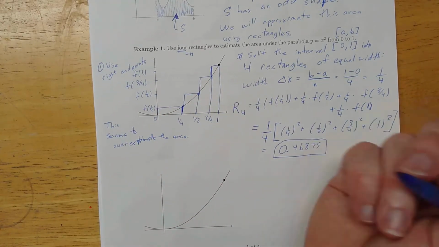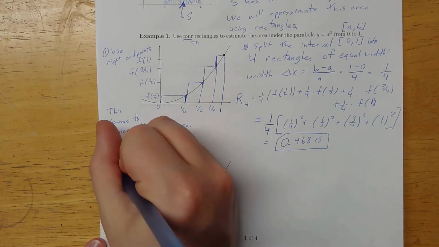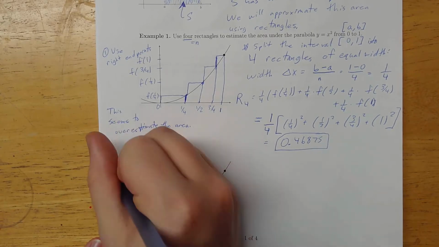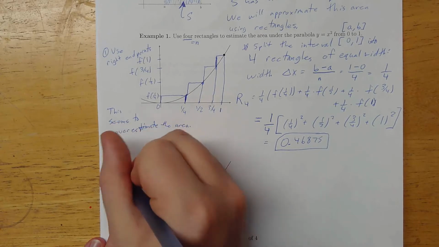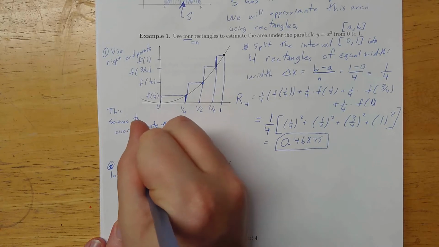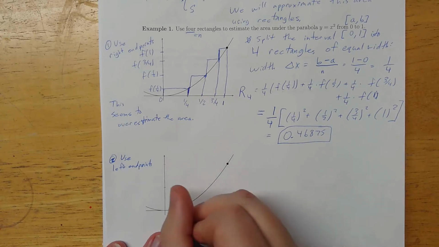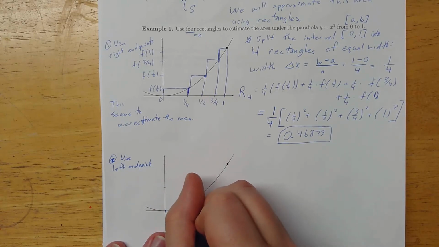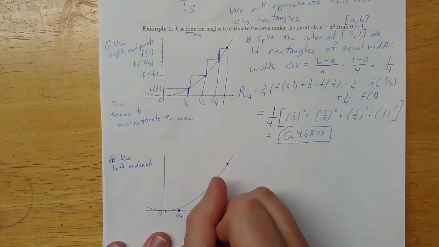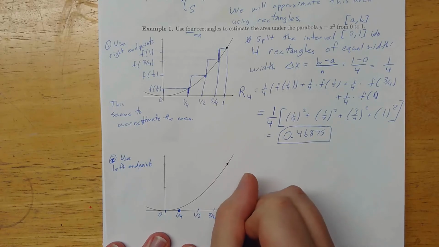Okay, well, what's an alternative? Well, instead of using the right endpoints, we could just use the left endpoints instead. So let's try that. Let's use our left endpoints. All right, so again, we're going to have the same bounds on our intervals. They'll all be 1/4 wide, so we'll go 0 to a fourth to a half to 3/4, and 3/4 to 1.